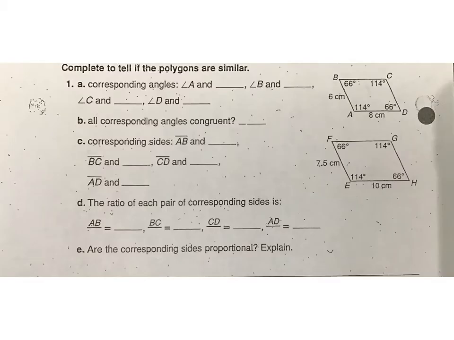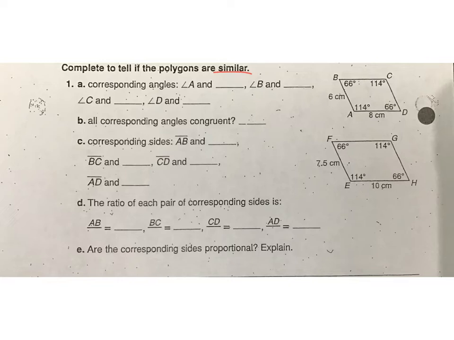So again, we're looking for corresponding angles. It's telling you they're similar, so we know that for sure. Also, we can see it says complete to tell if they're similar. So it says that we have the angles, and then we also have side lengths. So we'll look at both.